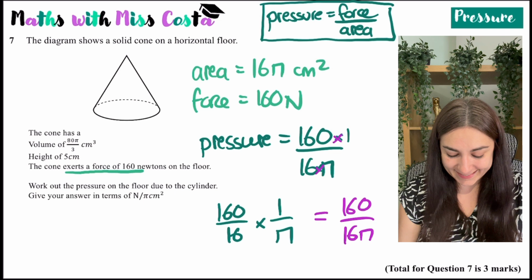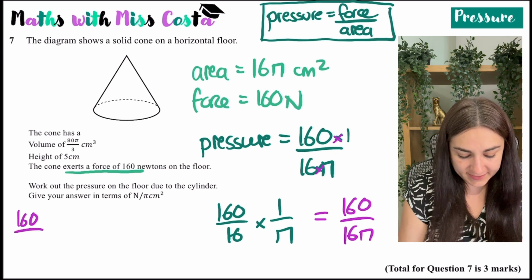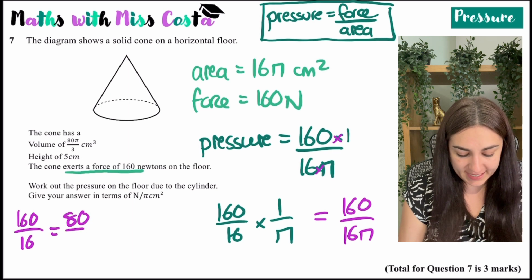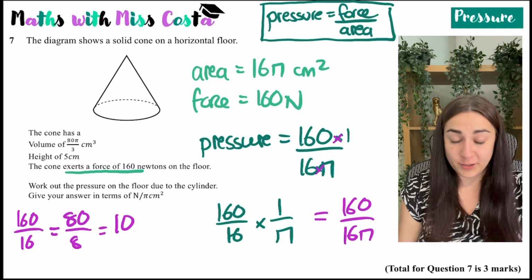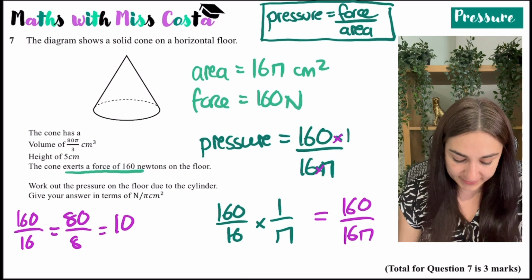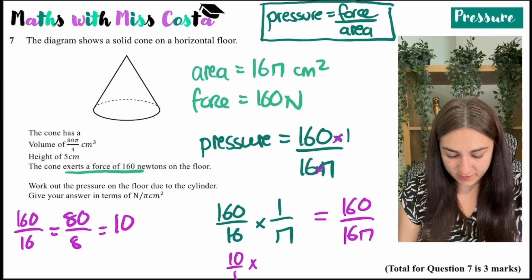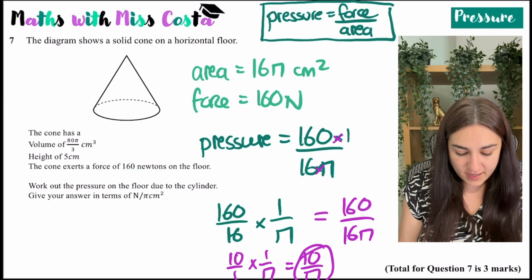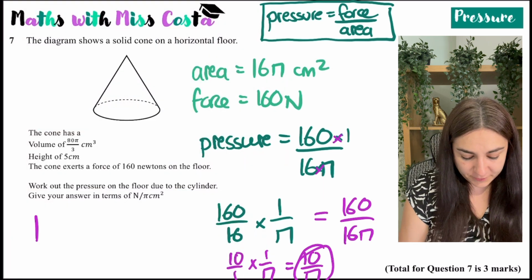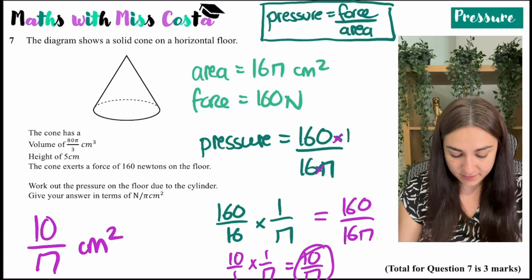So you can split them up just to make it a little bit easier for yourself. 160 divided by 16. Once again, if you don't notice that it's 10, then what would you do? 160 over 16, you divide by 2, so that would be 80 divided by 8, and then hopefully you notice it's 10. Don't panic. If you get something like this and your brain just freezes, just simplify with the fractions. So that would give me 10 over 1 times 1 over pi. So that would be 10 over pi. Now, this kind of question, let's just write that. So 10 over pi is the pressure.